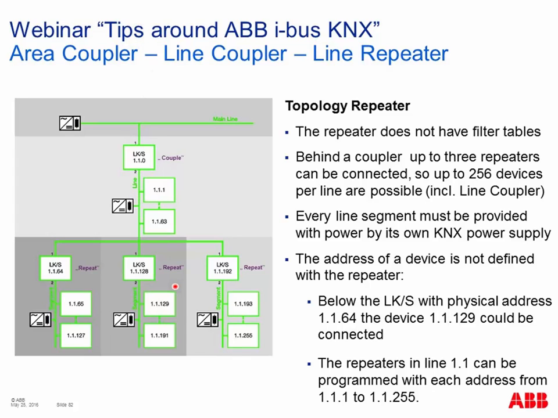The advantage of using line repeaters is that we can have up to 255 devices here, and all devices have the same address in the line, like area 1, line 1, and so on.